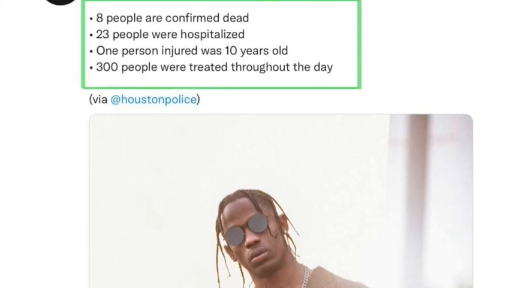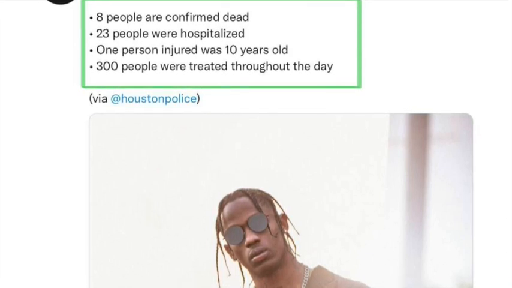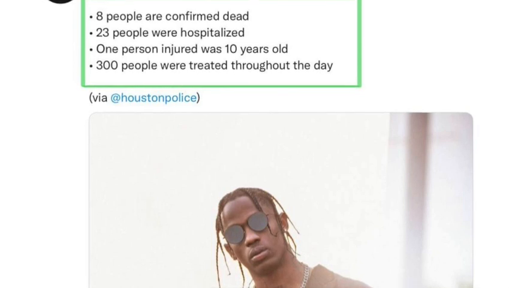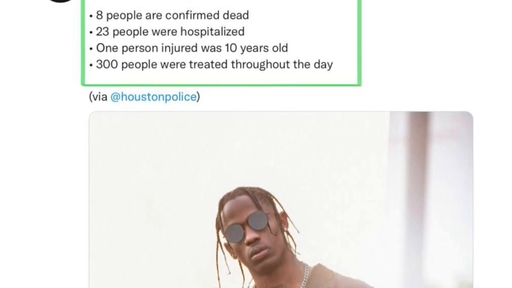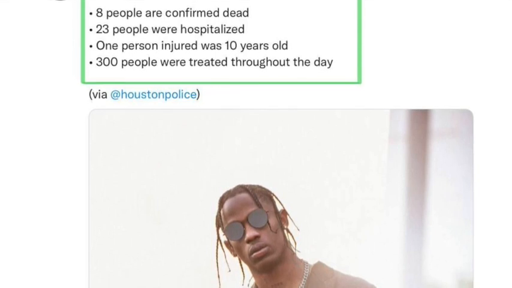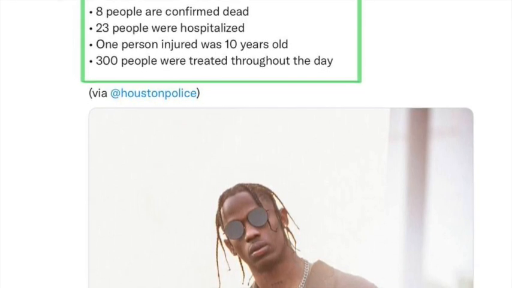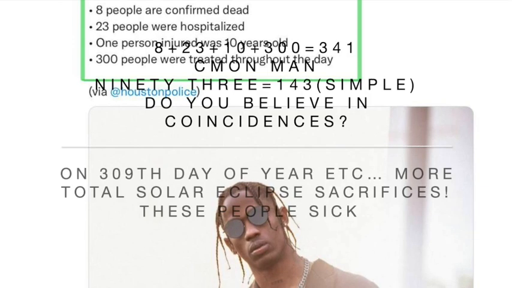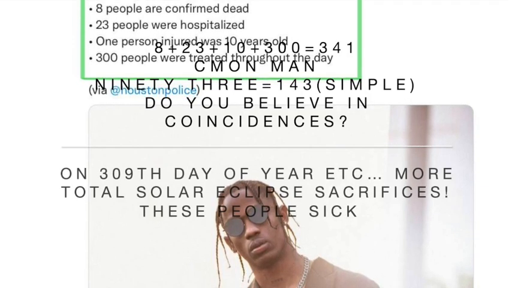So they used numbers in every aspect except 1 person. So when I seen that 1 typed out with the ONE, I said, well, I got to add these numbers together. Something's up. They're sending out. Well, guess what? It equals 341.